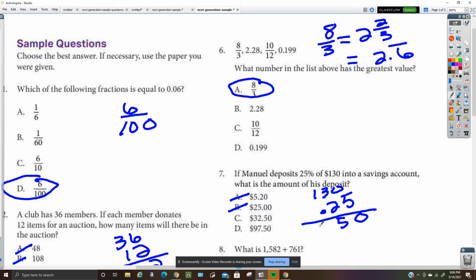5, carry 1, 6, and then 0. 6, 2, and then add 0, 5, 12, carry 1, 3, and then 2 decimal places, 32.50.